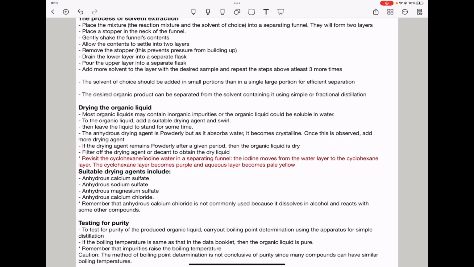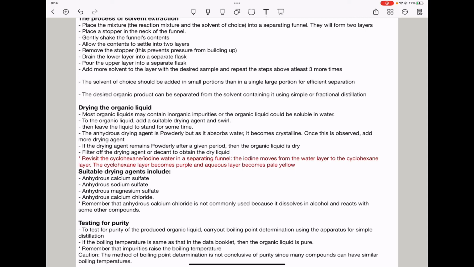When we go to drying the organic liquid, remember that most organic liquids may contain inorganic impurities, or the organic liquid could be soluble in water. So to the organic liquid, we need to add a suitable drying agent and then swirl. We leave the liquid to stand for some time.